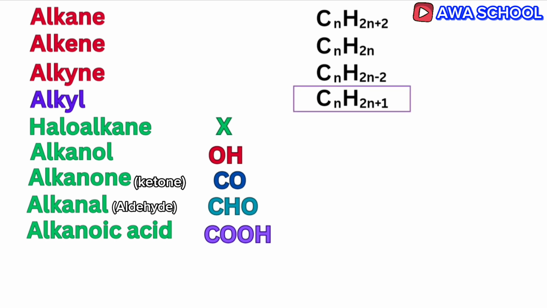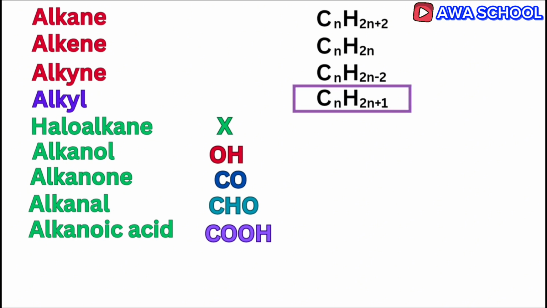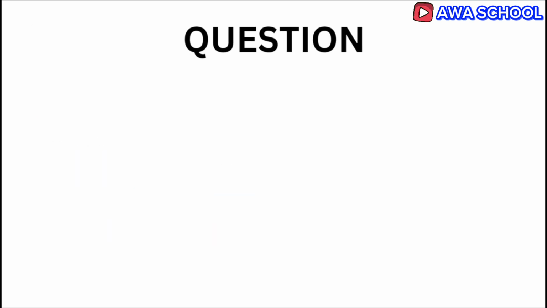Exactly. So let's go over it again. We said the functional group for haloalkane is X, which is what? The bromine, the fluorine, the iodine, right? And then we said alkanol is what? OH. We said alkanone is CO because it is alkanone, CO. And then we say alkanal, aldehyde. The hydrogen of the aldehyde is hiding in between the C and the O. And then we say alkanoic acid is what? COOH. Exactly. All right.